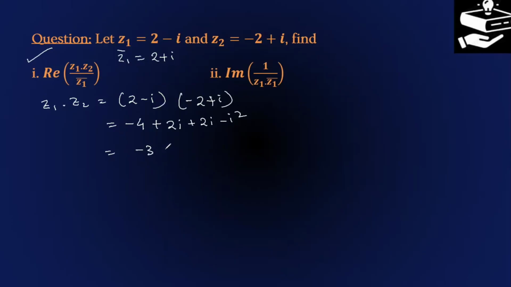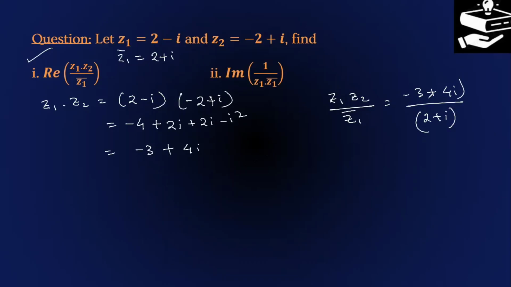And over here you will be getting plus 2i is equals to 4i. And z1 bar you have already got as 2 plus i. So you are getting z1 z2 over z1 bar is nothing but minus 3 plus 4i over 2 plus i. Clear? Now, as I said, we cannot have any i term in the denominator.